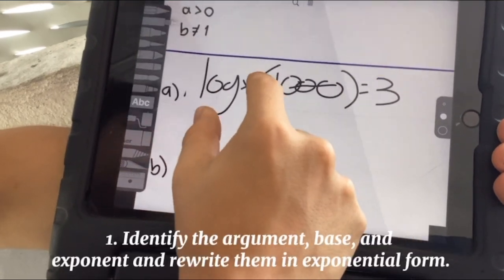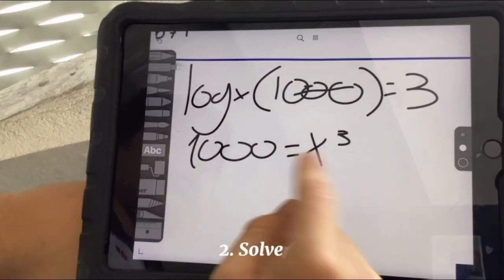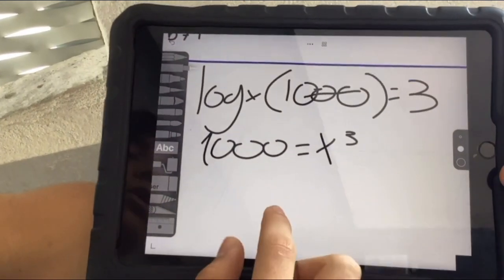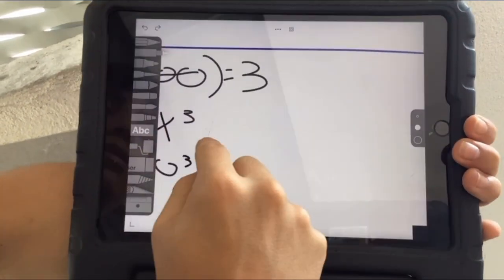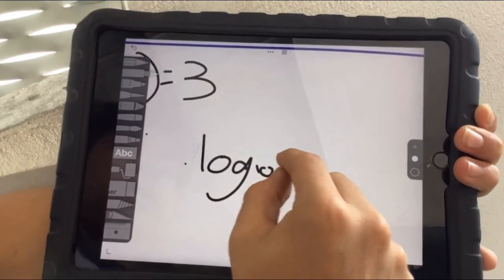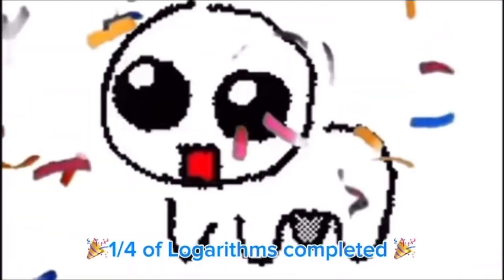Here we need to know a number that multiplies 3 times to give you 1,000. So we put 10 and the 3. Then as a result, we have log base 10 of 1,000 equals 3. And that's the result.